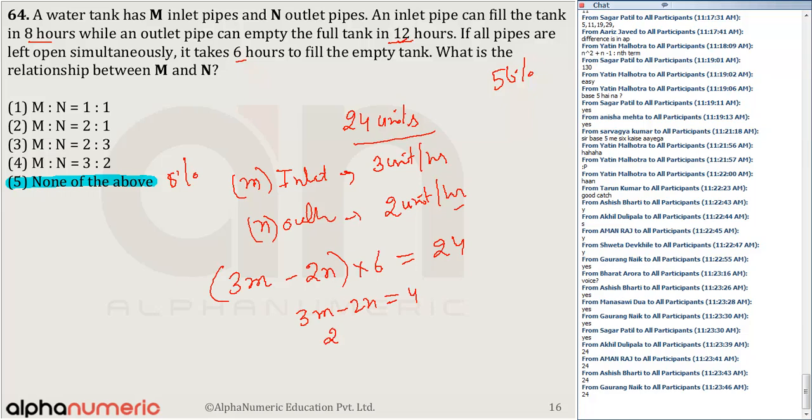So one solution is visible, 3 to the 6 minus 1. One of the possibilities is 4, 4, 6, 7, and so on. Many such integral solutions will come. So what is the answer? None of these. Lots of possibilities are there. 2, 1 is possible, 4, 4 is possible, 6, 7 is possible. There can be a lot of integral solutions. So the answer is option number 5, none of these.